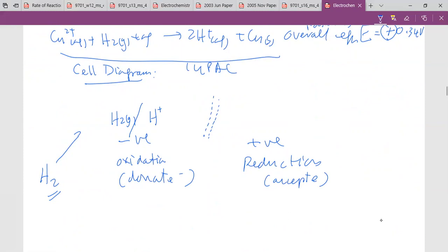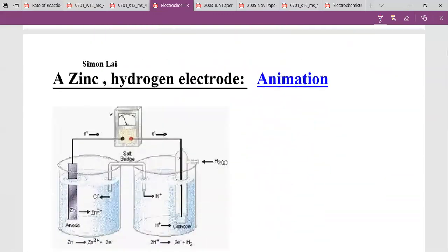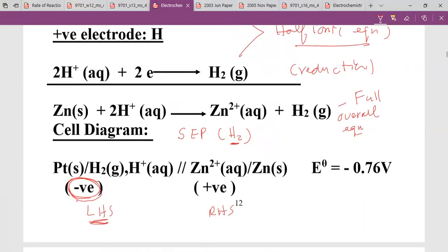Now sometimes they put the platinum down there. Let me show you here. I hope I don't get it wrong. So now they put platinum first. Platinum slash. The slash means that there's a change of state. H2 becomes H plus, this is what? Oxidation. And this is actually happening.